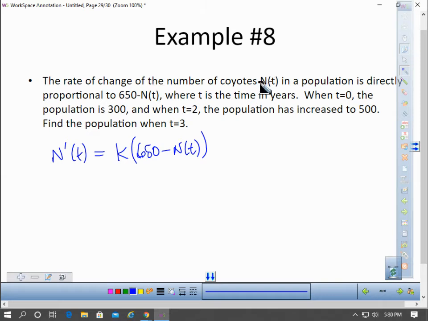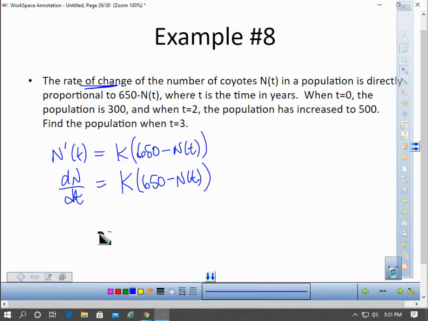So the rate of change of the number of coyotes, so rate of change is a derivative. So we're saying the derivative of the number of coyotes, N of t, so that's N prime of t, in a population, is directly proportional, that's where we get our constant of proportionality, to this expression, 650 minus N of t, and t is time in years. All right, so first we need to solve this situation. So this is going to be dN/dt, because I can replace this, equals k times 650 minus N of t.